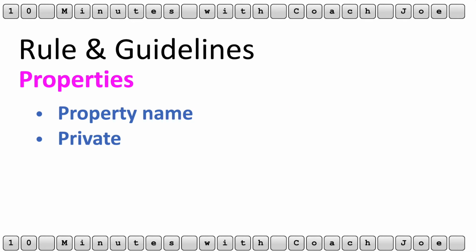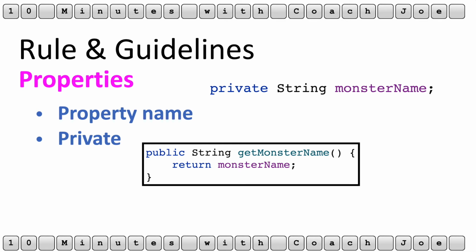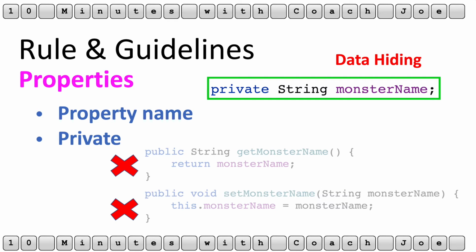The next rule or guideline to follow is, properties should be private. Protected and default should be limited to unique situations, and public should never be used. If there is a property that needs to be exposed to other classes, create a public getter method. If there is a property that can be changed by other classes, create a public setter method. The setter method could perform a validation check on the new value before storing it to the property. Data hiding is accomplished with private properties and no public getter method.